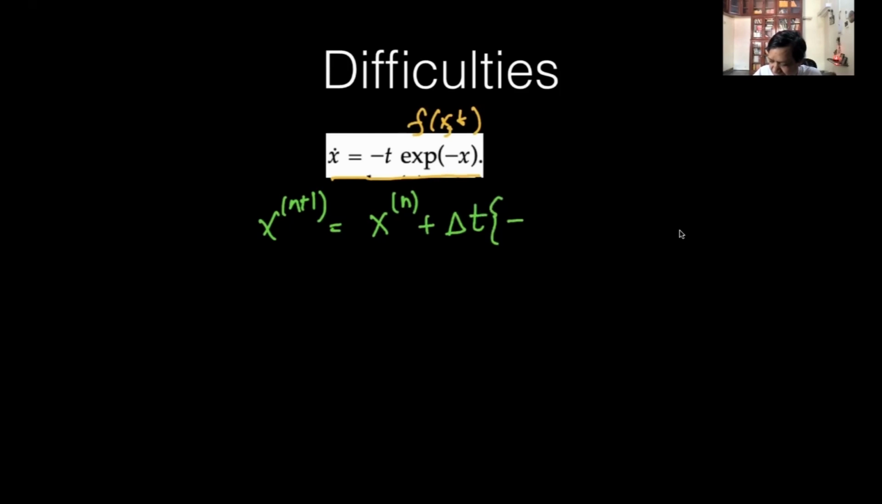Now, what is the difficulty with this scheme? Not everything is rosy. Suppose we have an equation of this sort, where this is f of x, t. Now what happens with the Euler implicit scheme? x_{n+1} equals x_n plus delta t times this, but this is computed at a later time, so t_{n+1}, which is t plus delta t, right? Exponential of minus x_{n+1}.